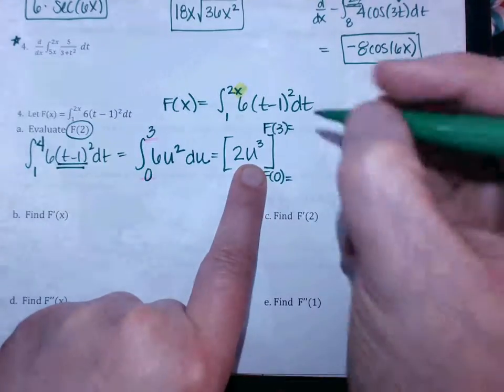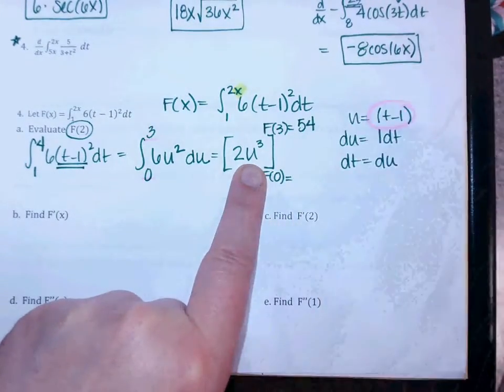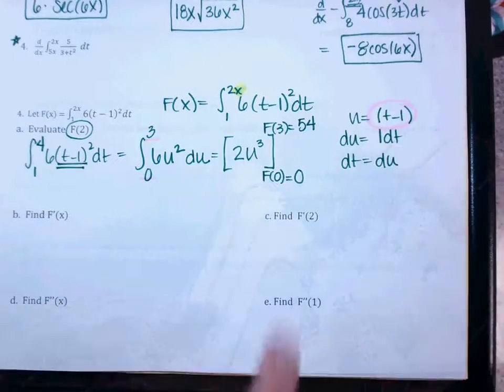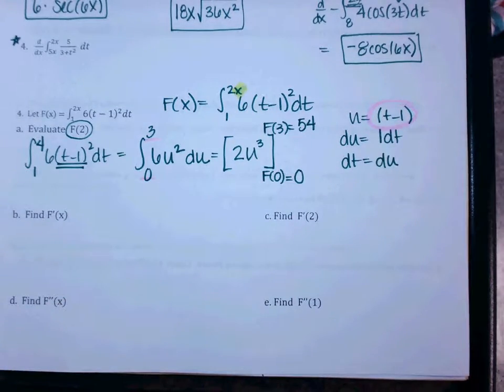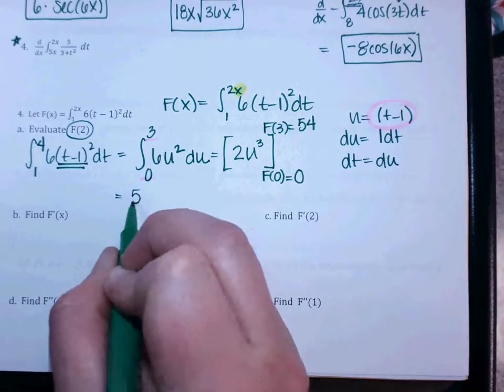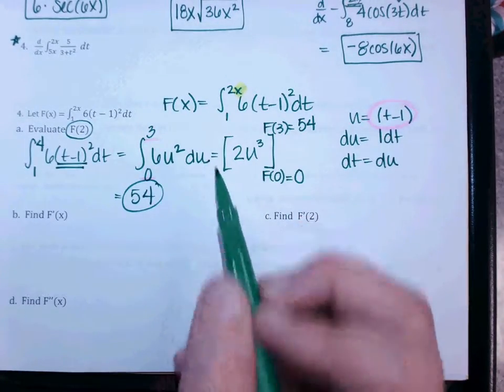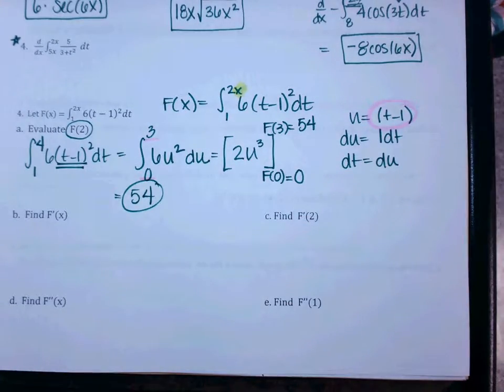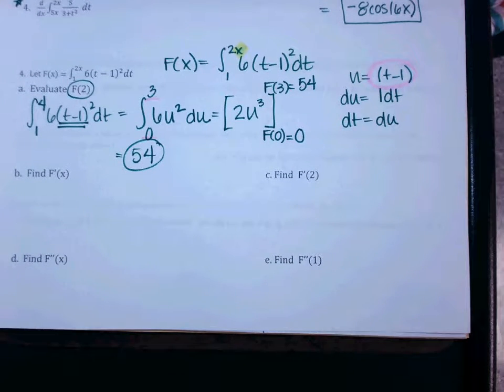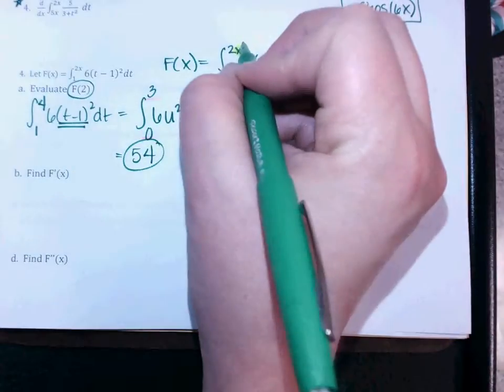27 times 2 is? Okay, plug in 0. 0, then subtract? 54. Now question, could you have put this 2 on the outside of the box? Sure, you would have gotten the same answer. Okay? Remember how to do that? Okay. Alright, go to part B. Now I want the derivative of capital F. What do I do with 2x?